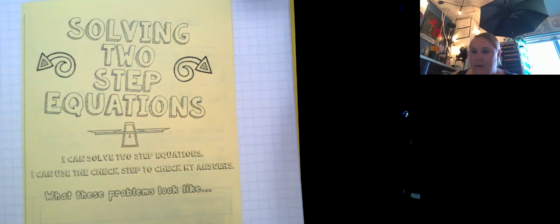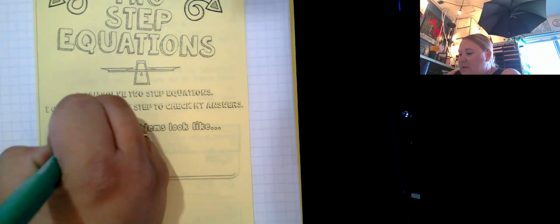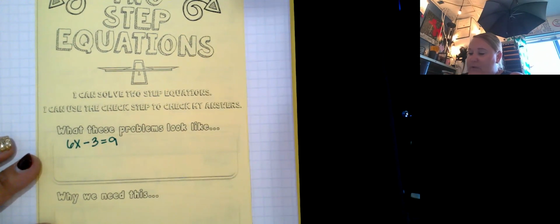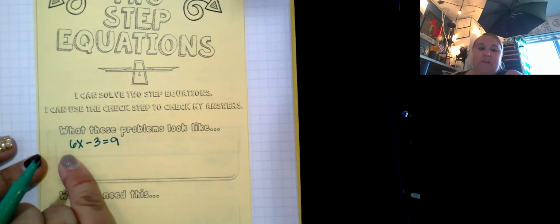Instead of what we did yesterday where we had one-step equations, two-step equations take 2 steps to solve them. So they might look like this: 6x minus 3 equals 9. That's a two-step equation because there's 2 things happening to x. There's a 6 and there's a minus 3, right? It could also look like this.